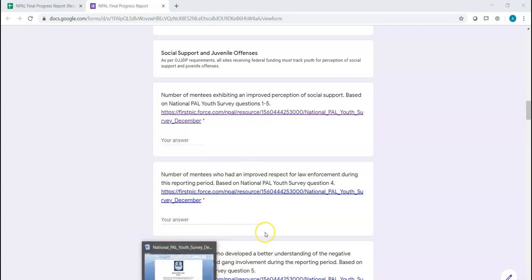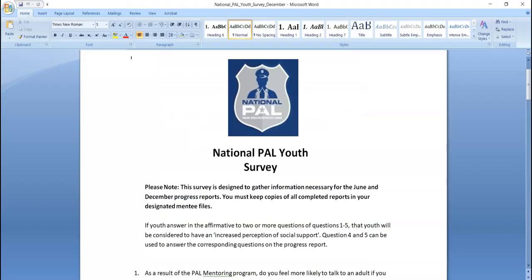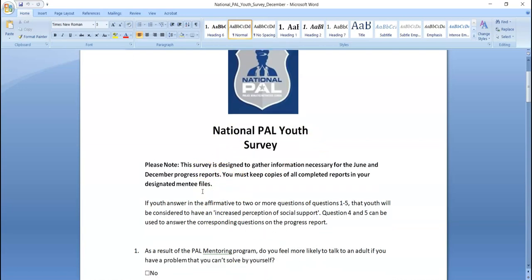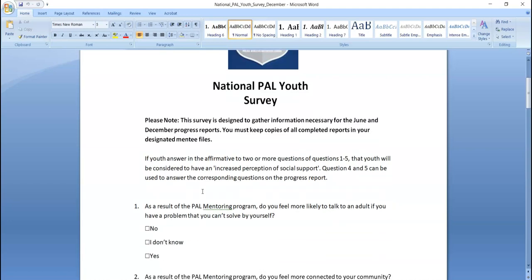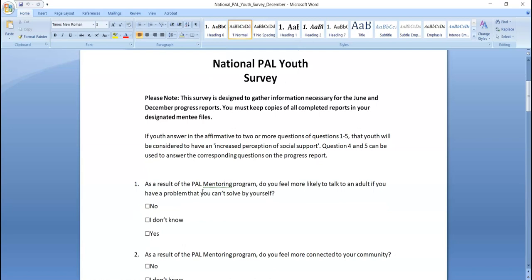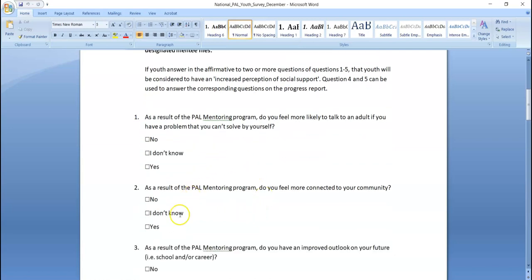It was included as part of the last mid-year report that you completed. So this is what it looks like. You can click it and download it from that link that's provided right there on the report itself. But basically, this is a survey that you will distribute to all of your youth. And it answers just a few questions about the PAL mentoring program.